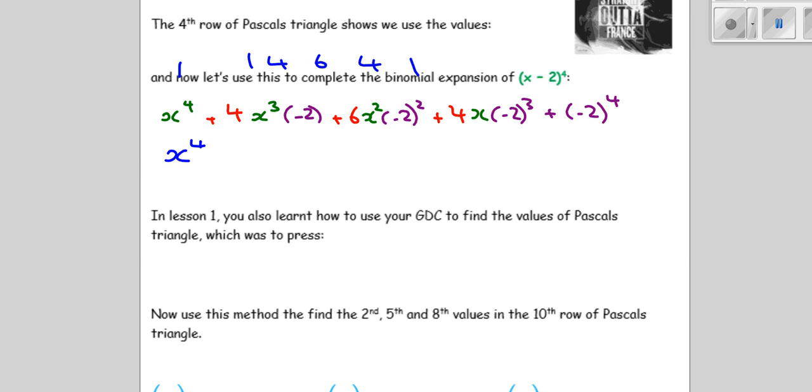Is the next term going to be a positive or a negative? Yep, negative 8x cubed. Negative 2 squared, we probably got this being positive. So plus 24x squared, which is 4 times that by 6. And when you cube a negative, you probably realize you get a negative number.